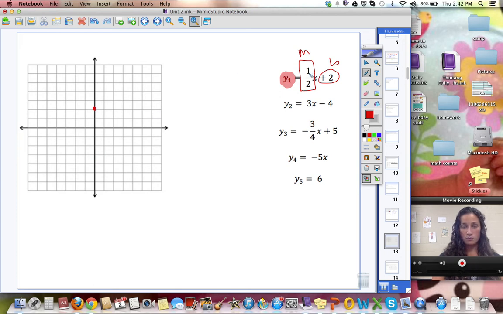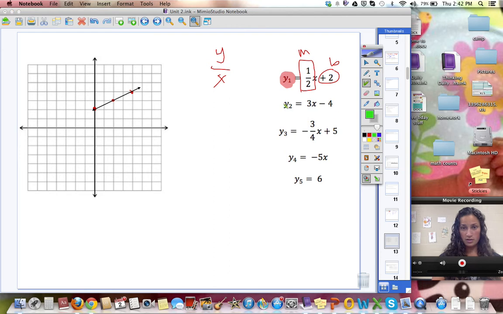Then from there, remember slope is always y over x. I'm going to go up 1 over 2. Up 1 over 2. And then I just draw my line. I want 3 points. Bingo. Draw my line. There's that first one.